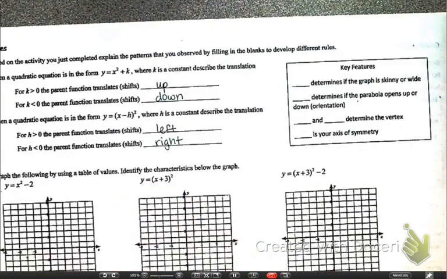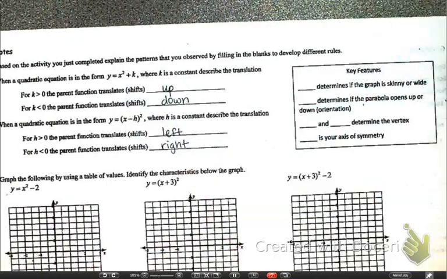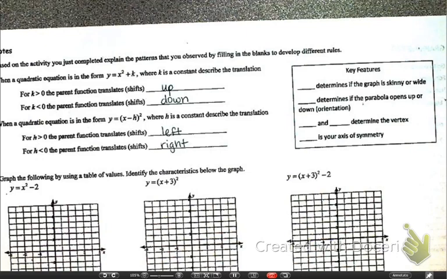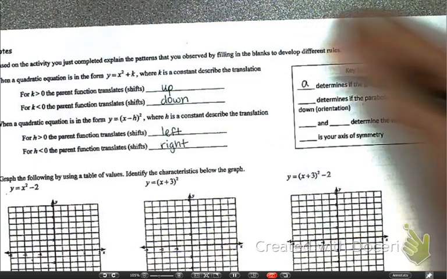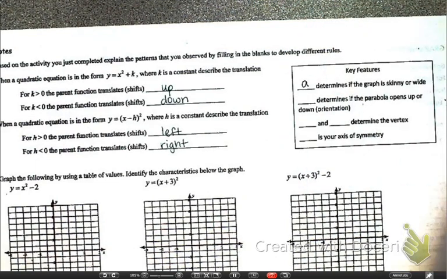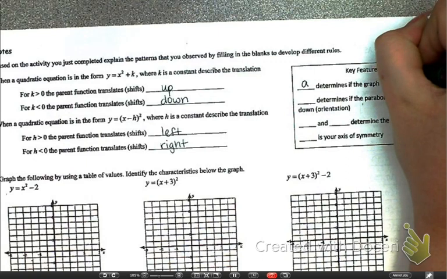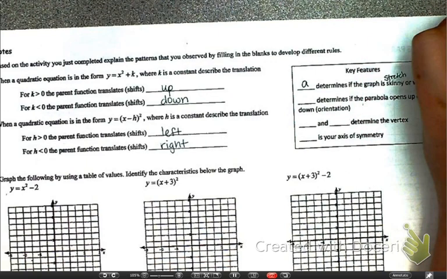So let's fill in some of these key features. I'm going to add something else to the top in a second. What determines if the graph is skinny or wide, or if there's a compression or a stretch? I need something a little more specific. What determines if it gets skinny or wide? The A value determines if it's skinny or wide. If it's skinny, remember it's a stretch. If it's wide, it's a compression.